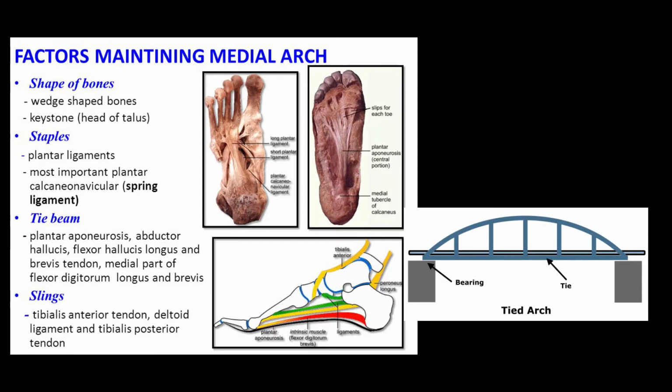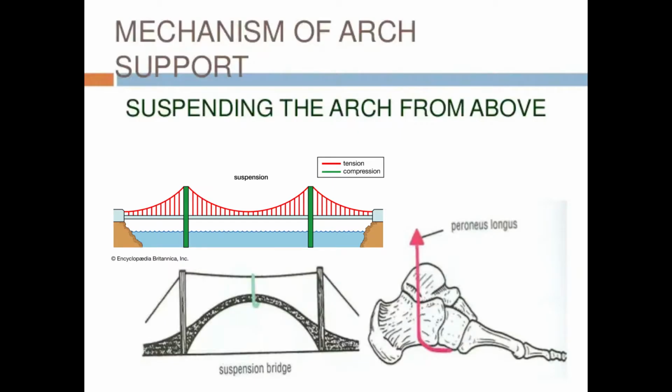Third is a tie beam. A tie beam is a horizontal beam that serves to prevent two other structural members from separating. Last is a suspension bridge. A suspension bridge carries vertical loads through curved cables in tension.